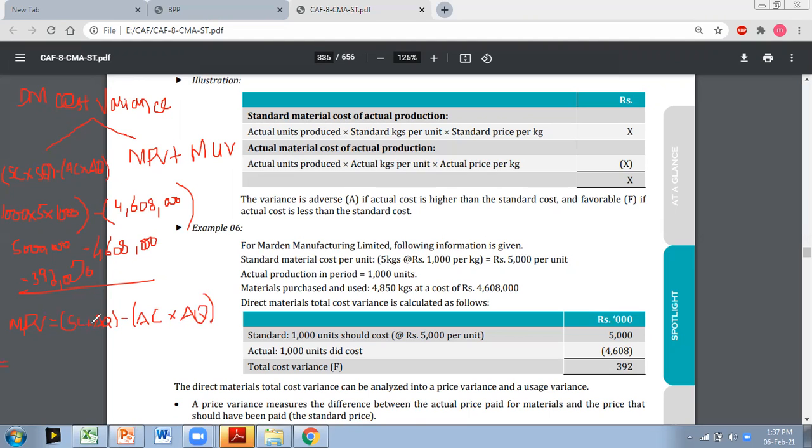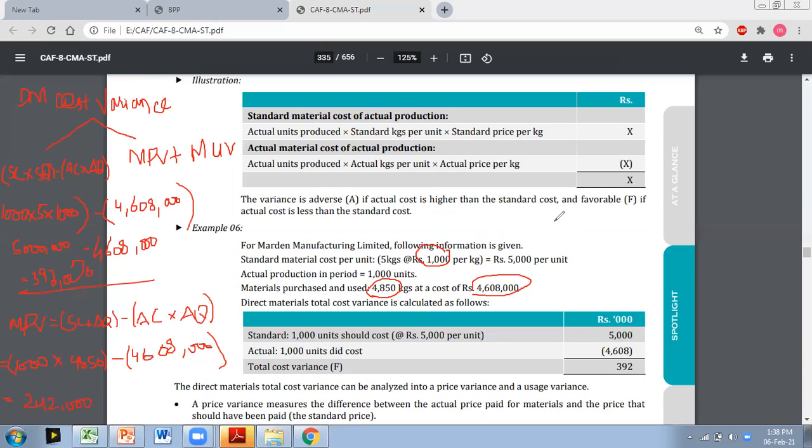Now it's very simple. You have to multiply standard cost with actual quantity. What is the standard cost? It is 1000 per kg, right? So we say 1000 multiplied by actual quantity. Now what is the actual quantity they purchased? It was 4850 kgs, right? 4850, minus actual cost into actual quantity. Now what is the actual cost into actual quantity? It is 4608000. And when you solve all this, the answer will be 242,000, right?